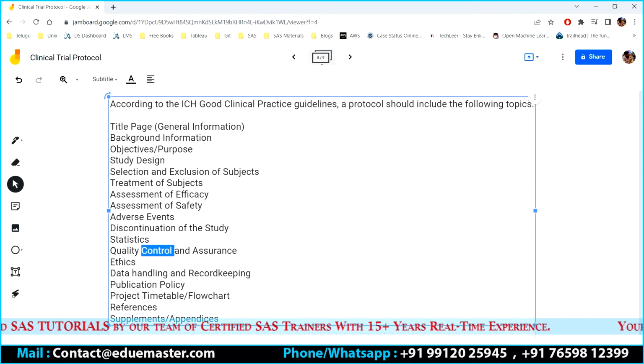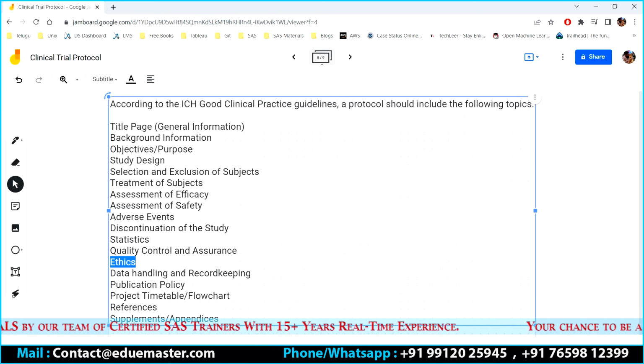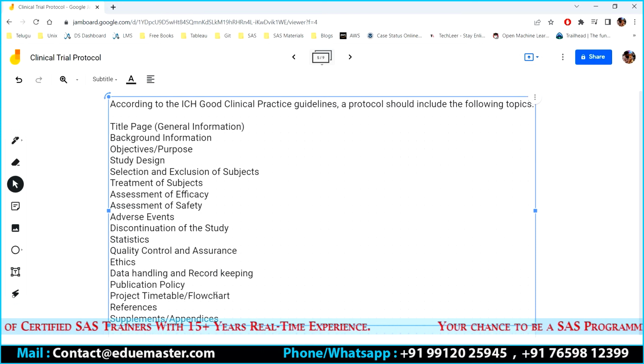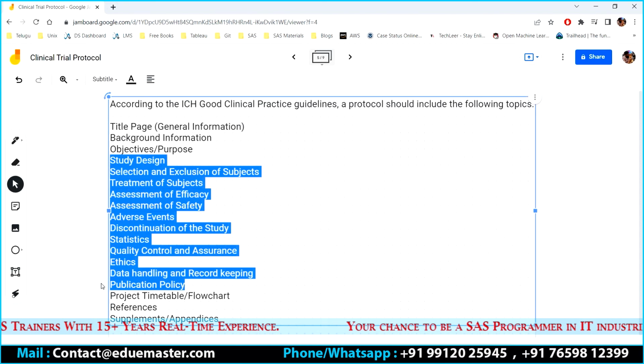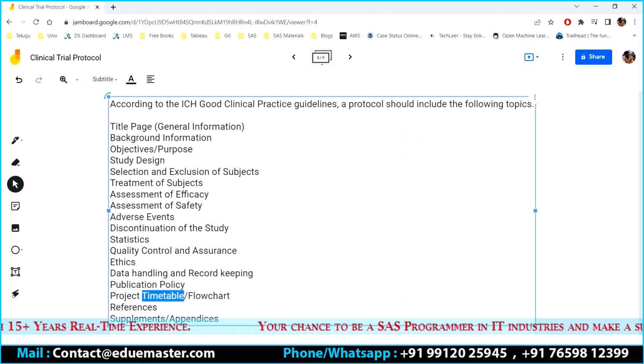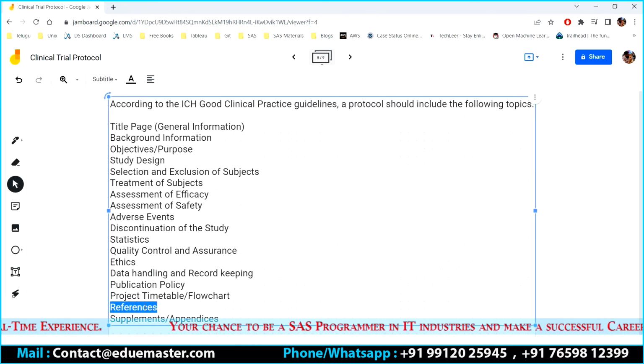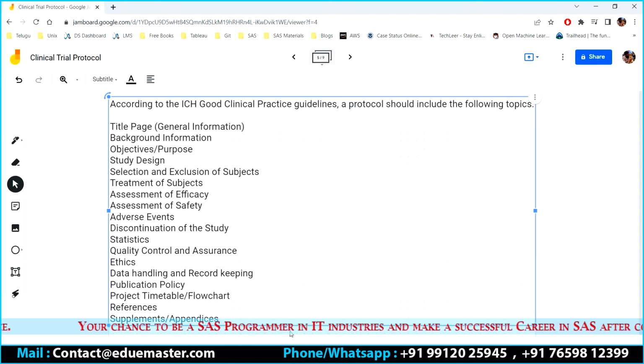What is the quality control? What are the ethics that I'm following? How am I handling the data? How am I keeping my records? Is there any publication policy? Right? What is the project timetable or flowchart? What are the references I'm considering? Finally, what are the supplements and analysis?